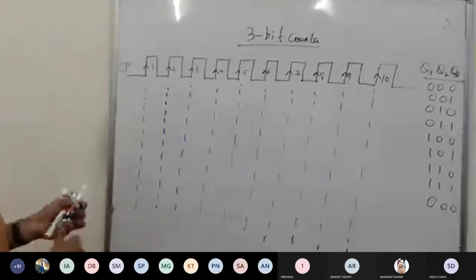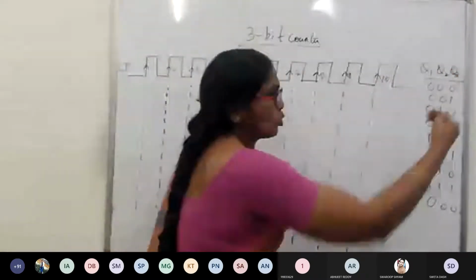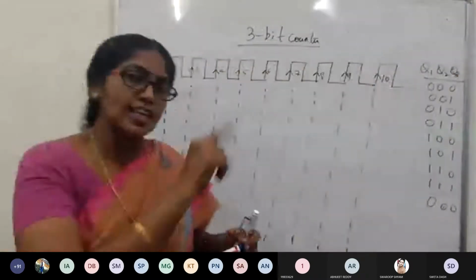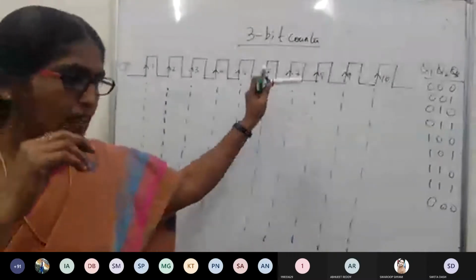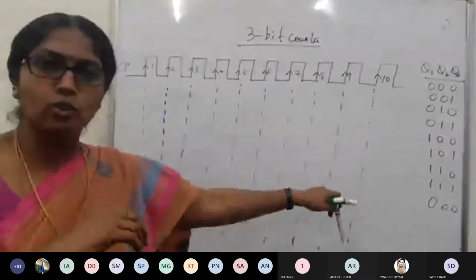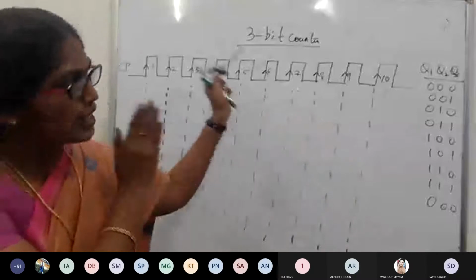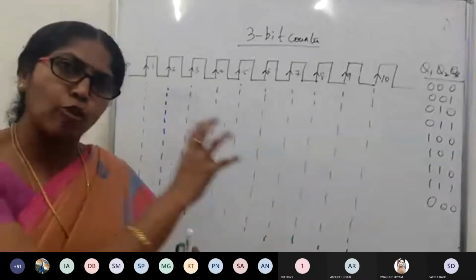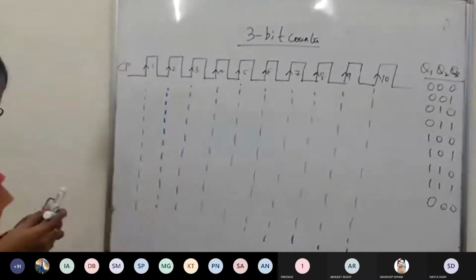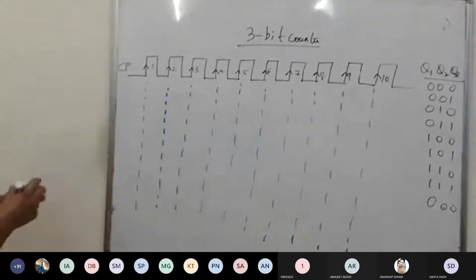Now, if you see here, Q1, Q2, Q3. Can you tell me which one is taking the MSB for you? Q1 is taking the MSB. Like that only you have taken? For this particular truth table or the sequence, Q1 is the highest, then Q2, then Q3. But all the three are following the clock pulse in the positive edge. Is that correct?